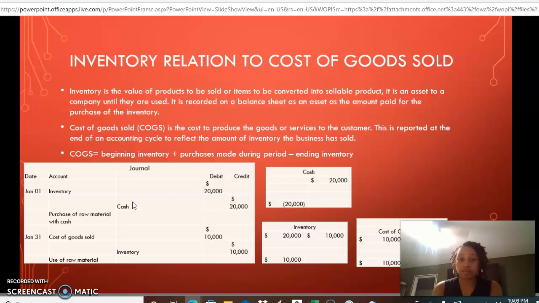So in our T accounts, we credit cash $20,000, and you can see the $20,000 credit. Inventory, there's a debit and a credit, so that leaves a debit of $10,000. Cost of goods sold, we see that there's a debit of $10,000.